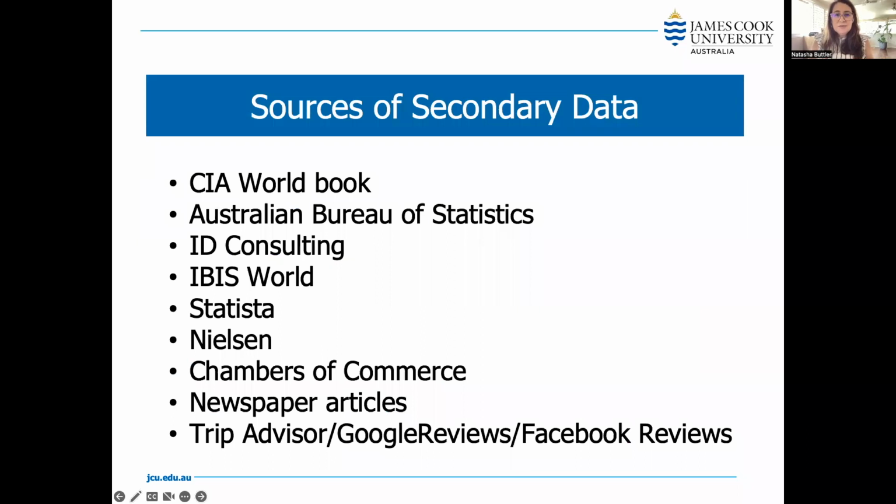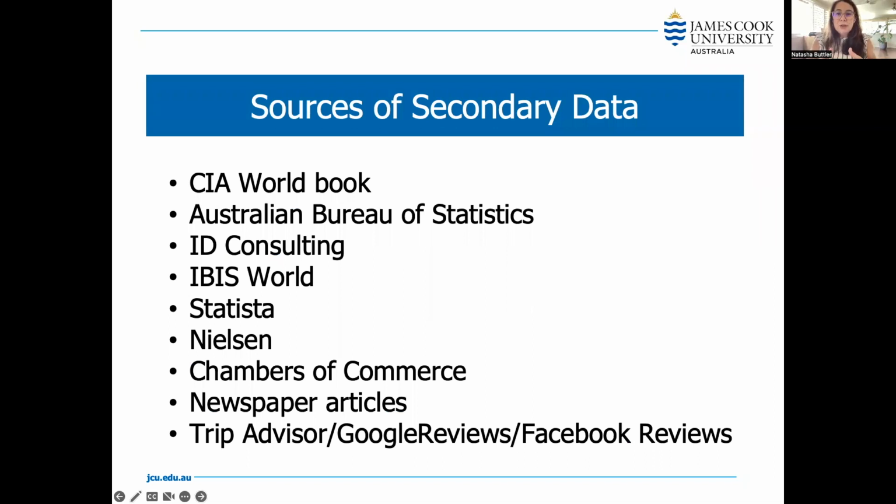So we can have some great sources of secondary data that businesses use quite often to help them in their decision making, is things such as the CIA World Book. And that is a collection of global information such as population sizes, different economies, GDPs, etc. So there's a really great wealth of information there if you are looking at expanding into a different country.